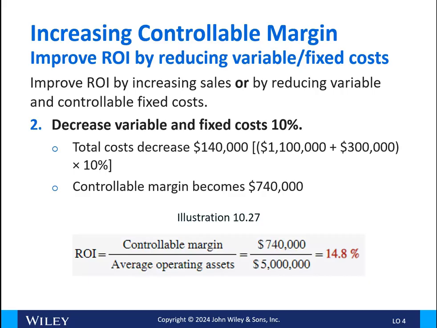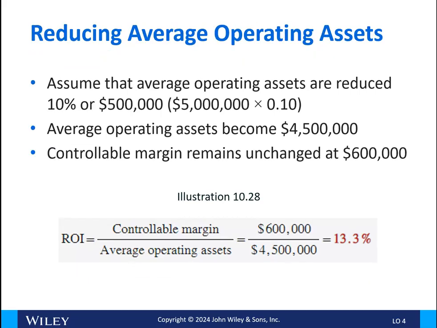The other way we can increase ROI is changing operating assets. We assume that average operating assets are reduced 10%, or $500,000. The average operating assets become $4,500,000. We haven't changed the controllable margin, and we increase our ROI to 13.3%.